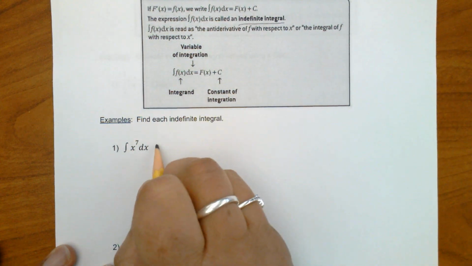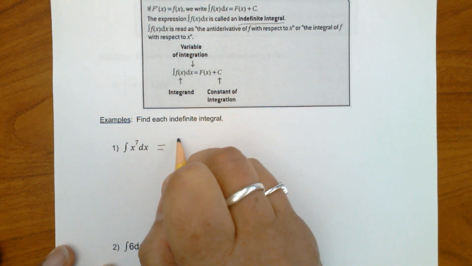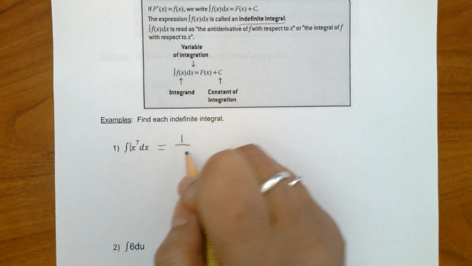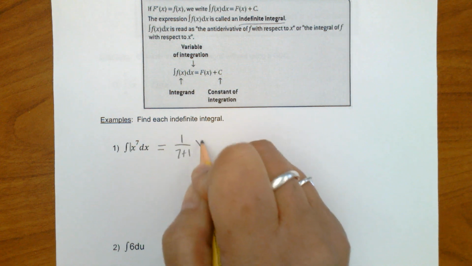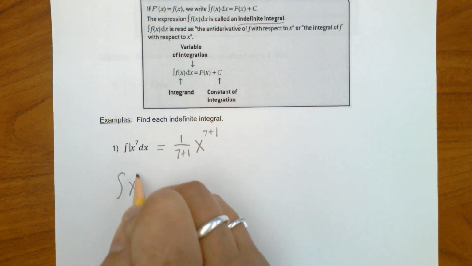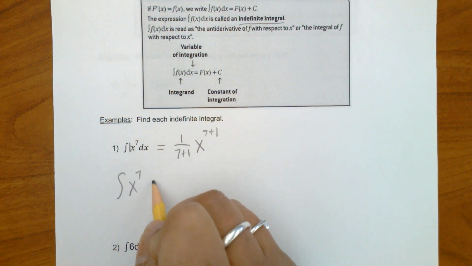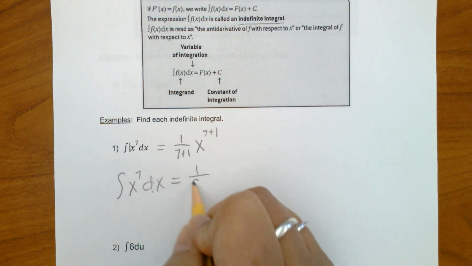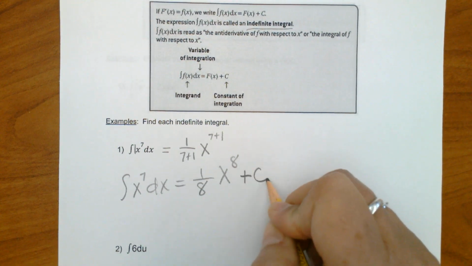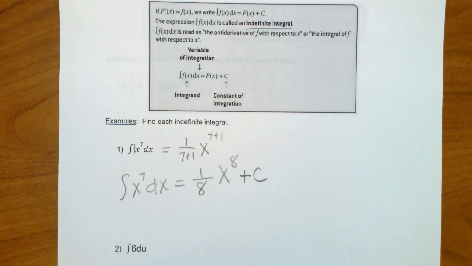That's another name. So what this is going to equal is 1 over 7 plus 1, x to the 7 plus 1. And so the indefinite integral of x to the 7th dx equals 1 over 8 times x to the 8. And then don't forget your plus c. A lot of people forget that plus c. We still need that constant there. We're not sure if there was a number being added on to the original.